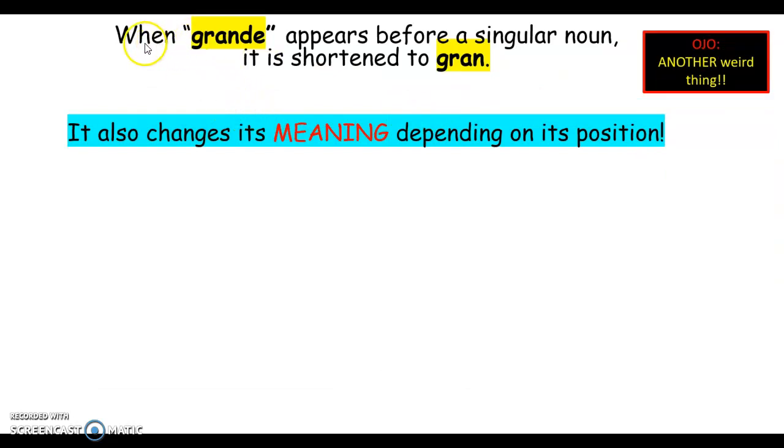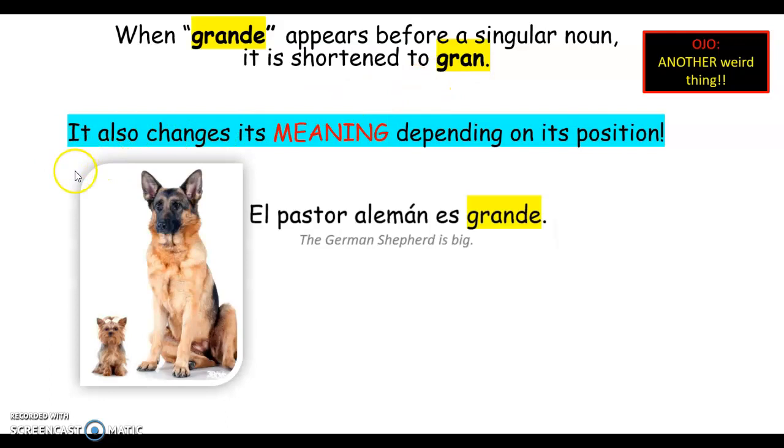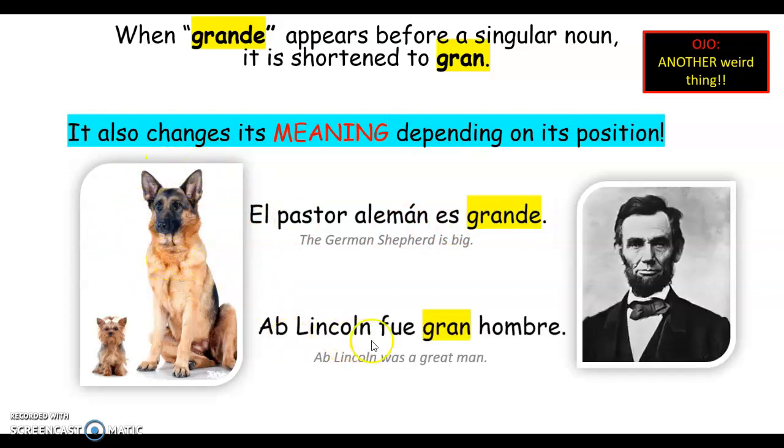Something else that's kind of strange is when grande appears before a singular noun, it is shortened to gran, but it also changes the meaning. So for example, I could say, el pastor alemán es grande. So the German shepherd's big, but Abe Lincoln fue gran hombre. He was a great man. So it changes the meaning depending on its position. He was also very big, so I could say Abe Lincoln fue un hombre grande y un gran hombre.